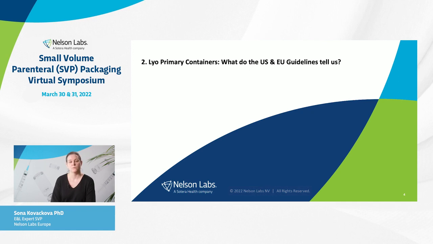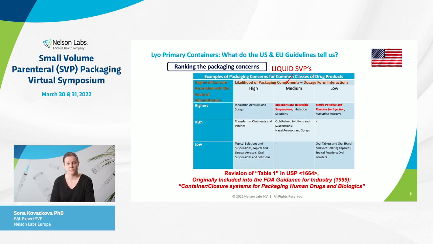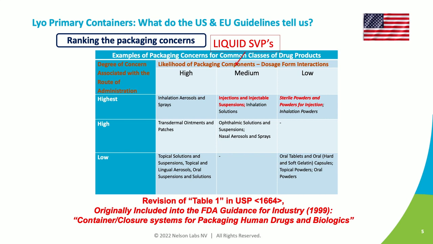Let's now take a look at what US and EU guidelines tell us about lyophilized drug products. First, I will tell something about the situation in the US. I want to draw your attention to Table 1, which was originally published in the FDA Guidance for Industry in 1999 and later has been published in a revised version in USP 1664. This table ranks the packaging concerns based on the degree of concern associated with the route of administration and the likelihood of the packaging component and dosage form interactions.